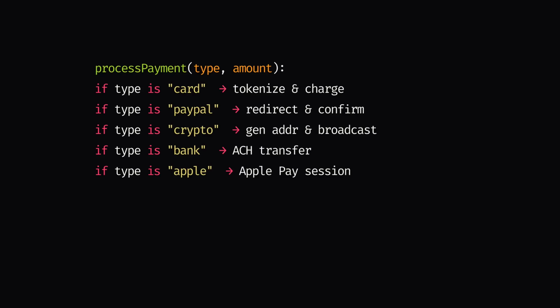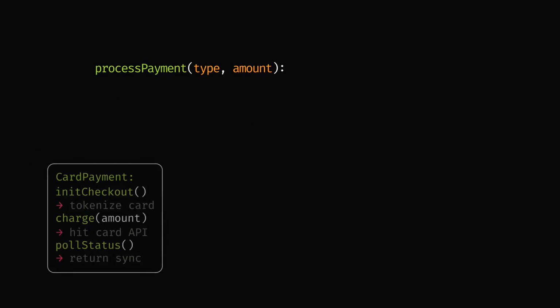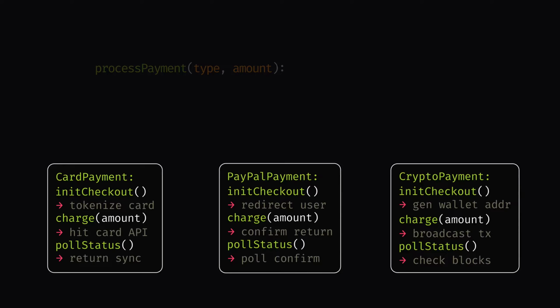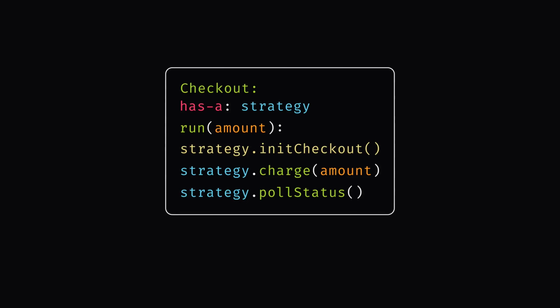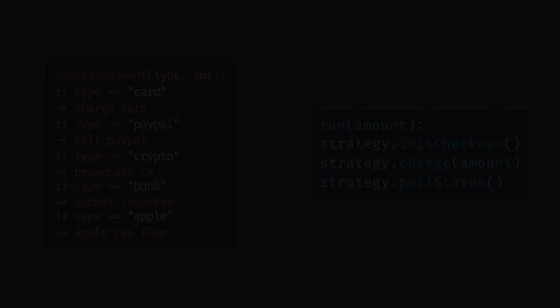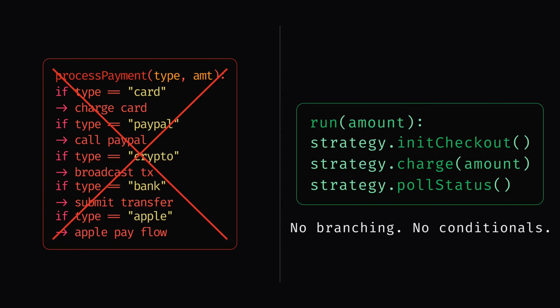So how do you get there from this messy function? Look at each branch and ask, what lifecycle does the caller actually need to drive? Init checkout, charge, poll status. That's your contract. The second step is pull each branch into its own class. Each one implements all 3 methods with whatever internal logic that specific provider needs. Checkout now holds a reference to whichever strategy was passed in, and that drives the full lifecycle. No conditions, no branching. Checkout literally doesn't know if it's waiting for 2 seconds or 2 days, it just drives the contract and lets the strategy handle the complexity.